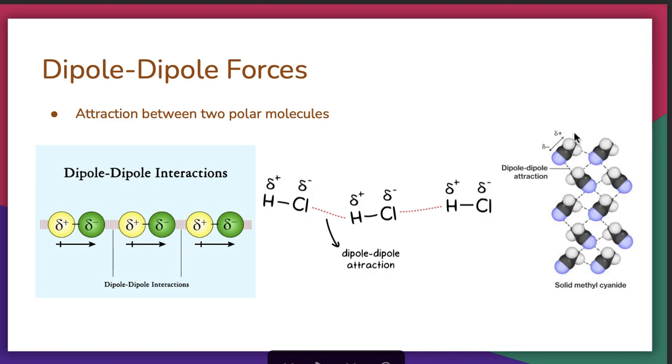Another example is with methyl cyanide. In this diagram, it shows that there's a partial negative towards the bluish purplish side, and a partial positive towards the whitish grayish ball side. So again, if you look at that, the purples are getting attracted to the white, and the white is getting attracted to the purple, and so on. You can see that in all of these molecules. So all of that is dipole-dipole attraction.